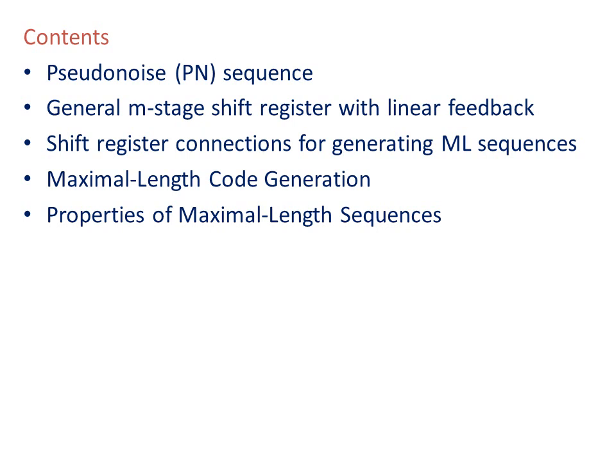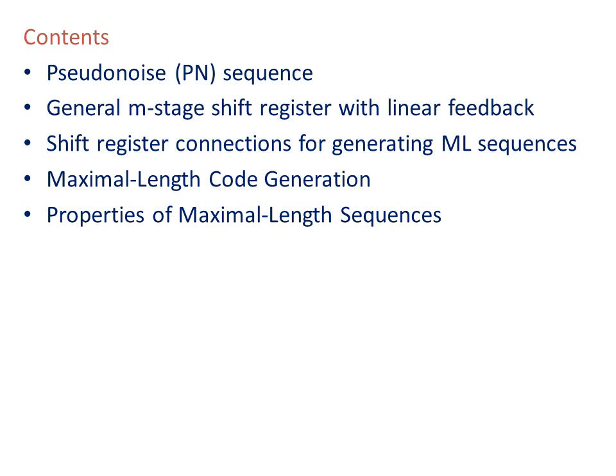The second topic is general M stage shift register with linear feedback. This is one method of generating pseudonoise sequence, so we'll be discussing that in detail. The third topic is shift register connections for generating maximum length sequence. For different lengths of maximum length shift registers, the connections are different, so we'll be discussing that.